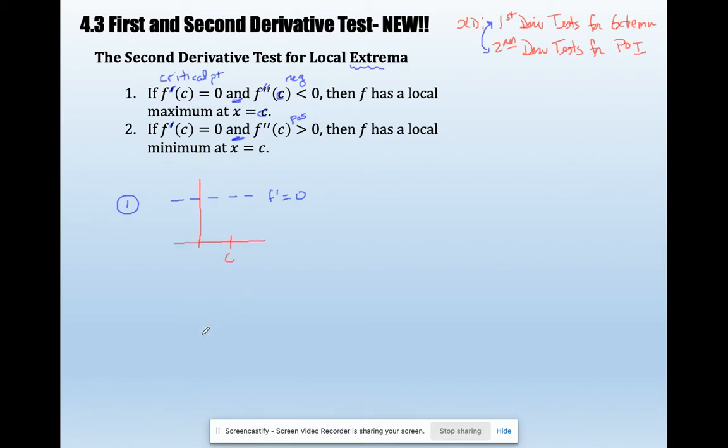So let's say at a particular point, the first derivative is equal to 0. At the same time, the second derivative is negative. But what does the second derivative being negative mean? Concave down. So I have a horizontal tangent, and at the same time I'm concave down, I must be a local max.